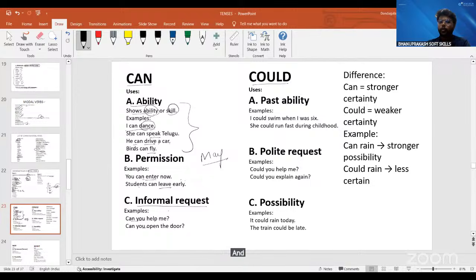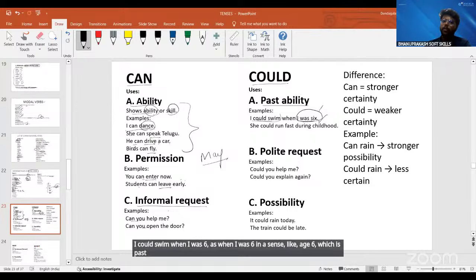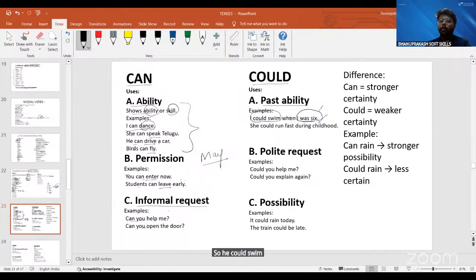And now could. Could is the past form of can. As you can see, past ability. I could swim when I was 6. When I was 6, in the sense of age 6, which is past. So he could swim. Like he is talking about his ability, which he used to have in the past.